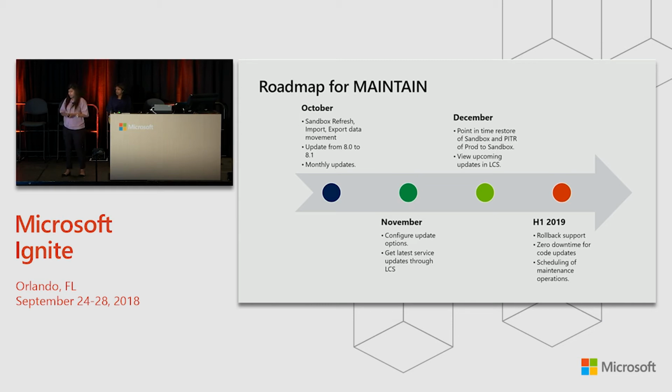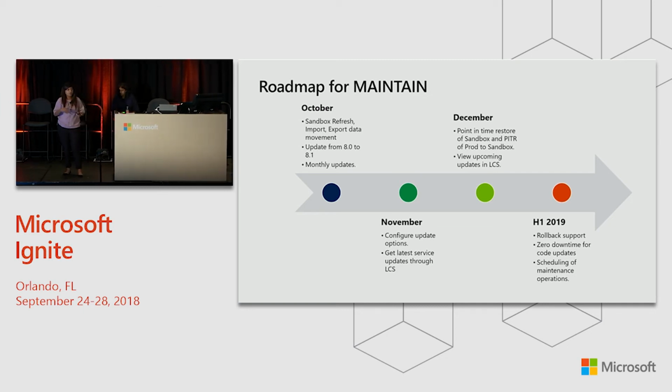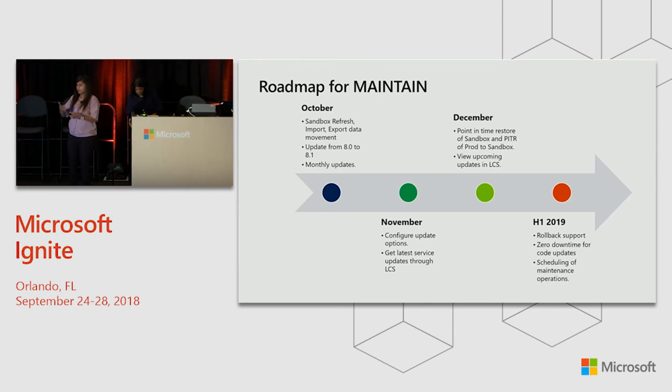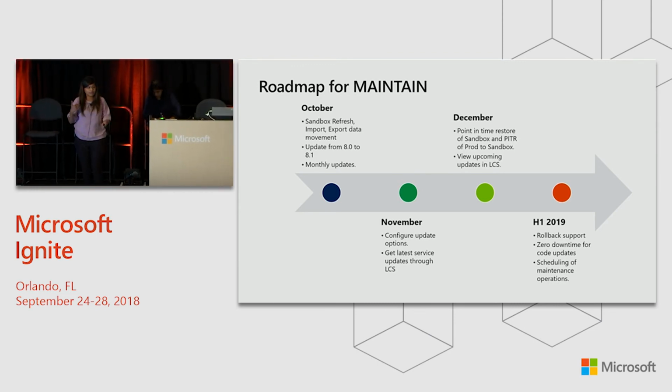And then in the H1 timeframe is where we'll be adding support for rollback. One of the questions, or feedback, we've gotten is, yes, you updated our environment, we did our validations and now we found an issue, what can we do? So we're looking to see how we can support rollback, allowing rollback only to the last applied update potentially. But those are some of the more forward-looking things.